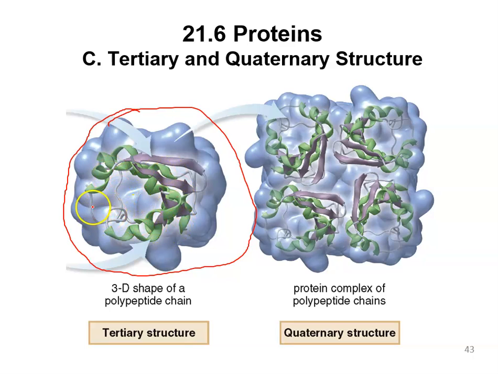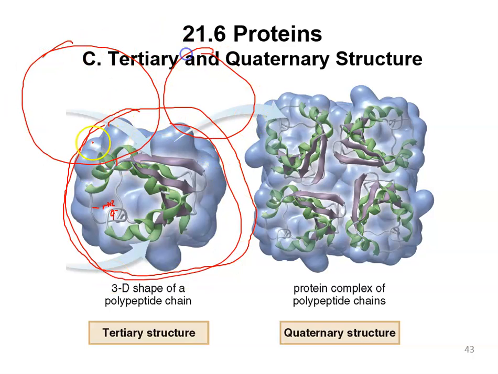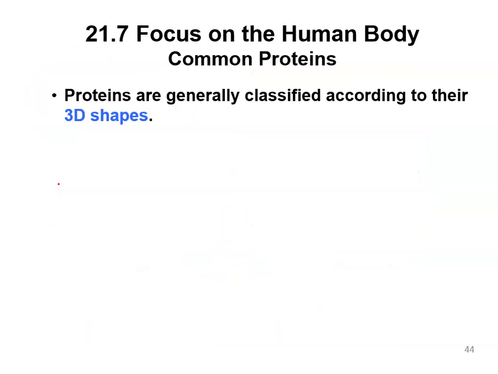You know, it shows me that maybe I have N plus here and an O minus here and has an interaction. And the quaternary is where I have this hooked onto another one that's hooked onto another one that's hooked onto another one. Okay, so hopefully that makes sense.